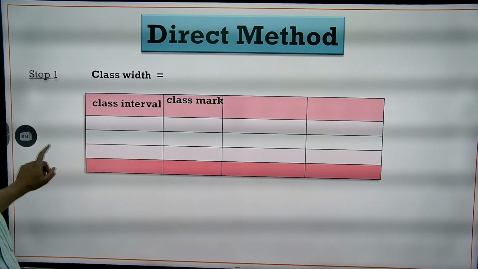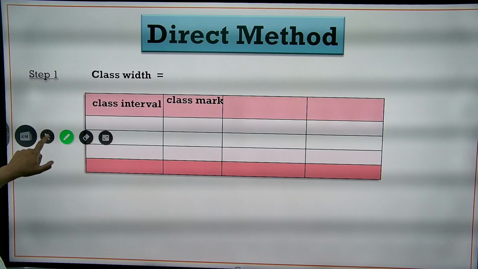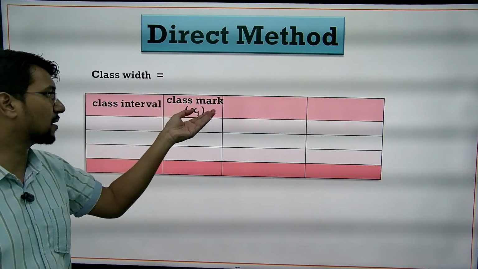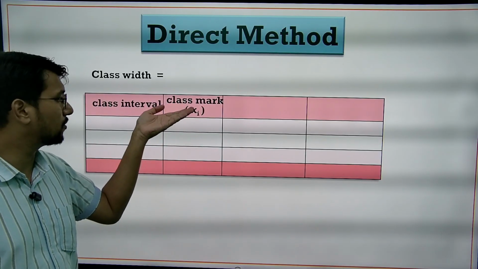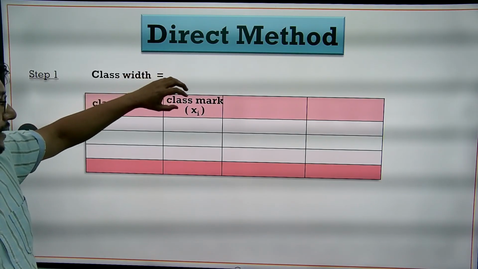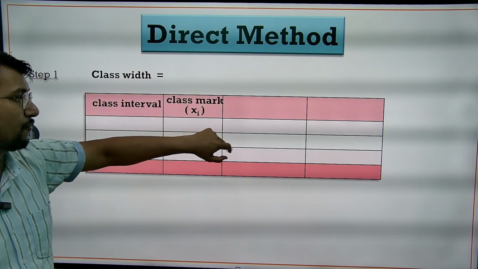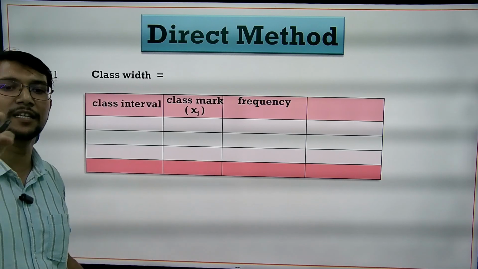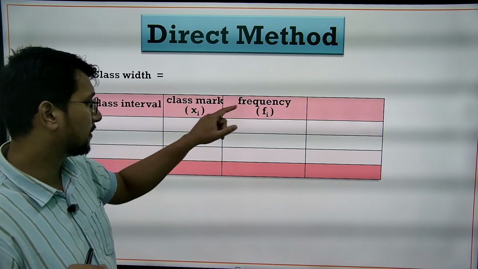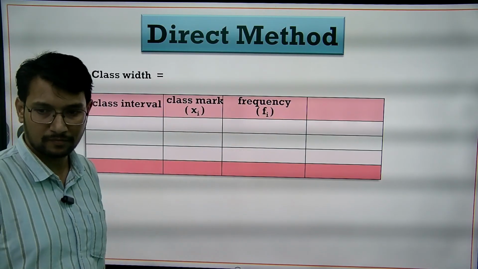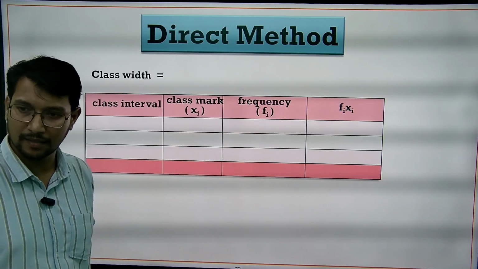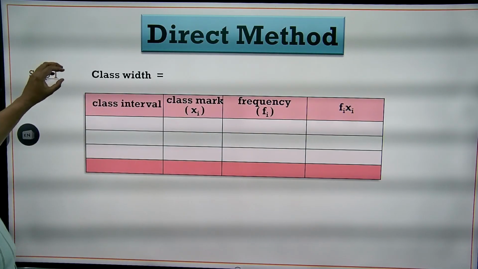Next, I have discussed which is given by the question. Next column is class mark, which I previously discussed with you. It is represented by the letter xi. Class interval, class mark, and then frequency. Frequency is written by the letter fi, small f i, right? Then the product of these two columns, fi xi. Okay?